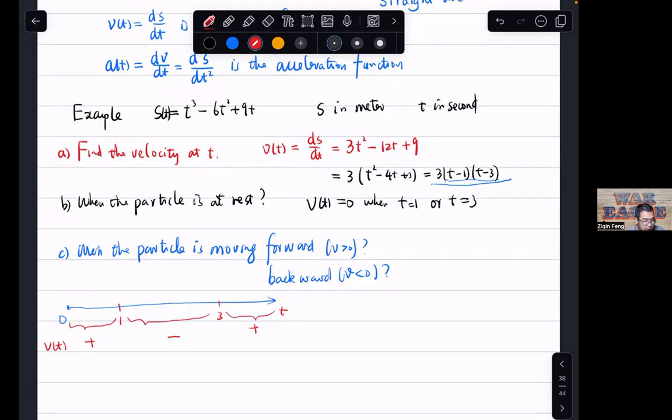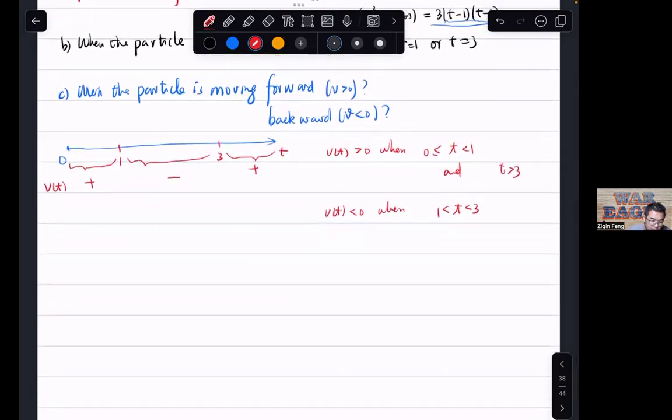So we get that v of t is positive when t is greater than 0 and less than 1, and when t is greater than 3. v of t is less than 0 when t is between 1 and 3. When t equal to 1 or 3, the particle is at rest, velocity is 0. Now let's see D here.